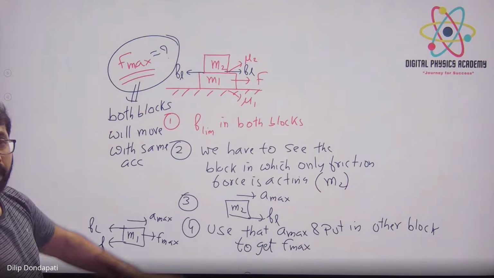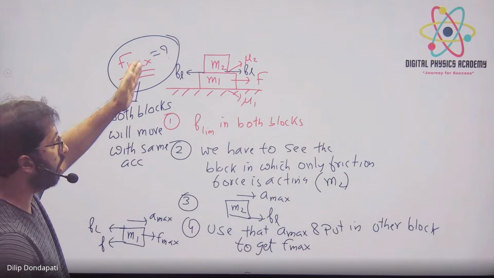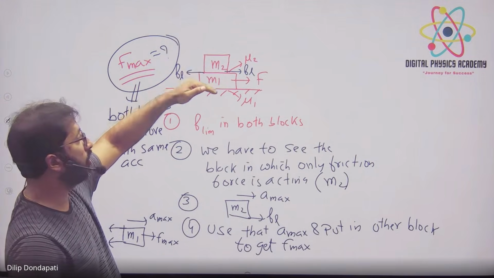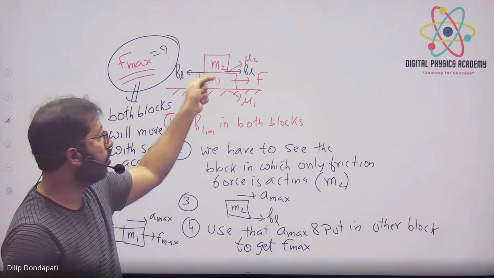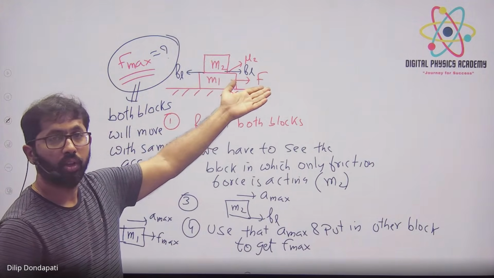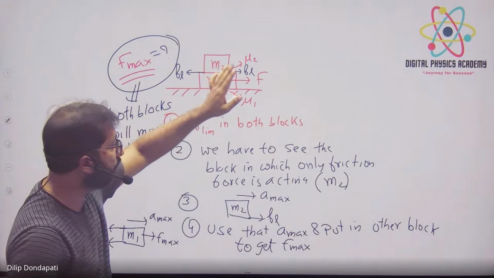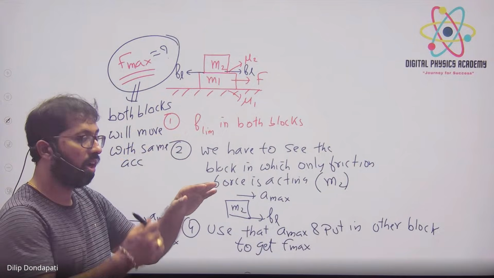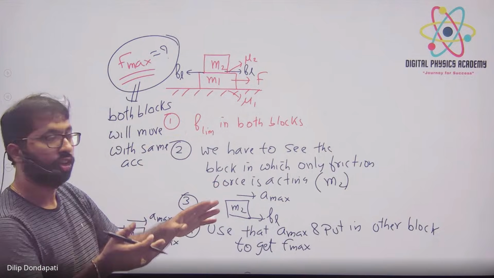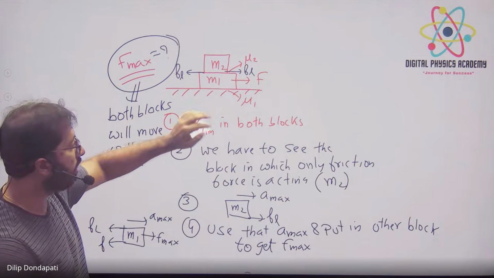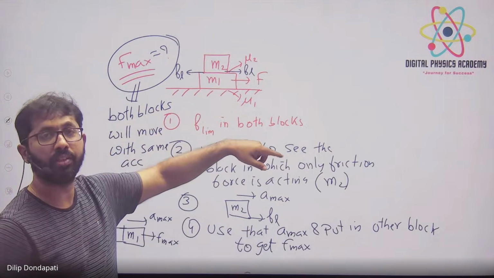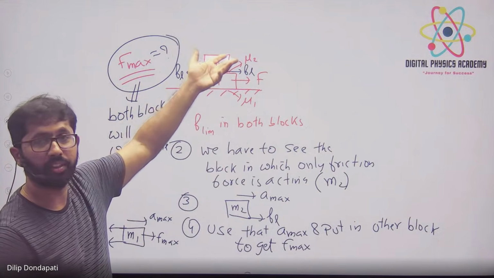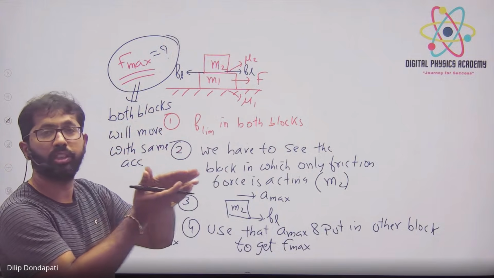See how the question will be asked in Advanced. They will ask you to find the acceleration of different blocks, and they will give some force, 5 or 10 Newton. So we have to know whether it is greater or less than the maximum force. By this method we find the maximum force, then check whether 5 Newton is greater or less than F max. If greater than F max, both will move with different acceleration. If less than F max, both will move with the same acceleration.